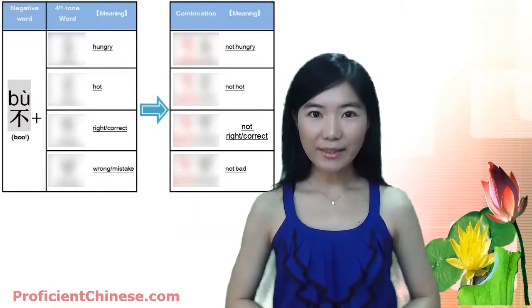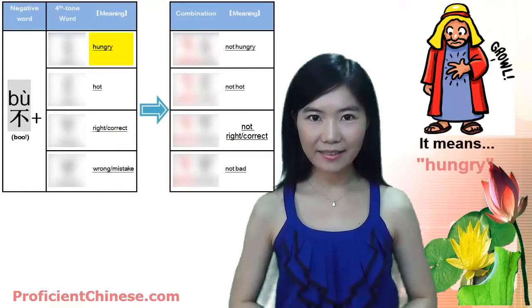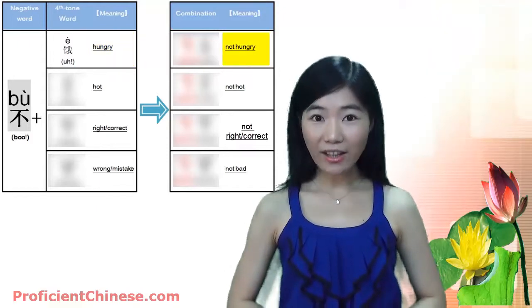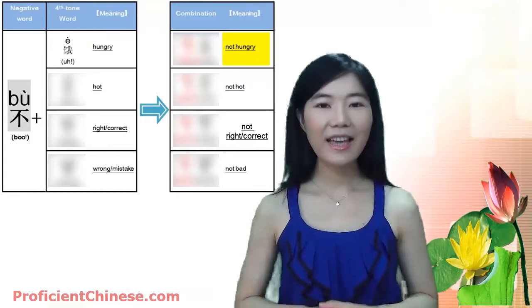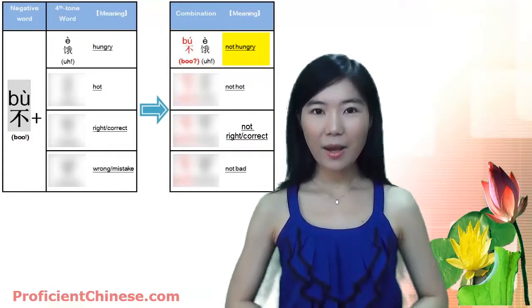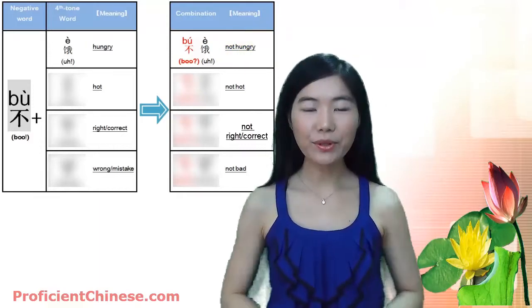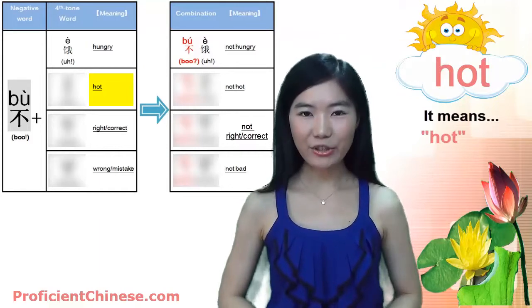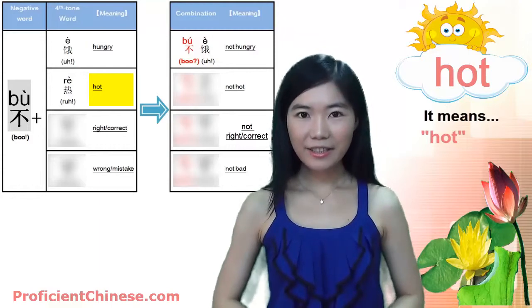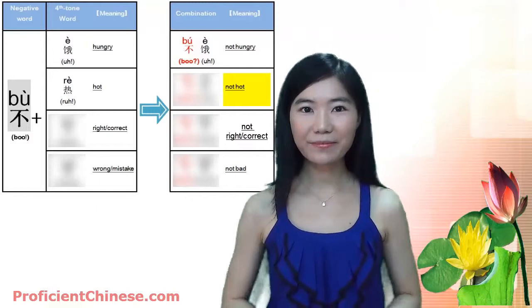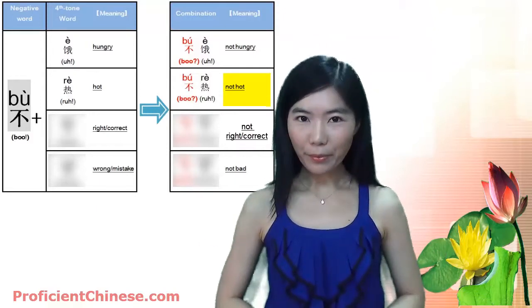Number 1, what is the word for hungry in Chinese? That's right. 饿. How about not hungry? Yes. 不饿. Number 2, what is the word for hot in Chinese? Very good. 热. How about not hot? That's correct. 不热.